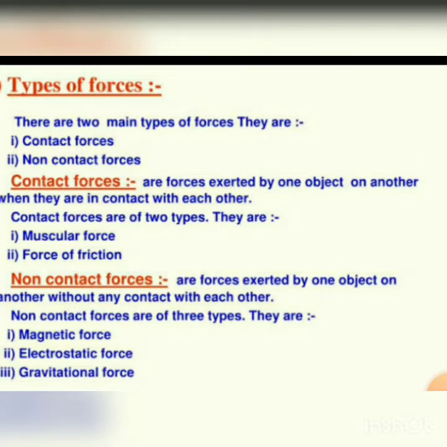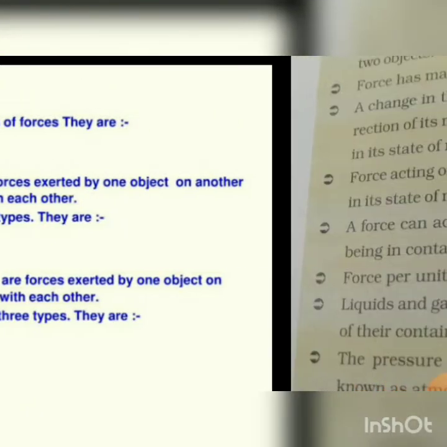Contact forces are forces exerted by one object on another when they come in contact with each other. Which are those two types? That is muscular force and force of friction. Then second, non-contact forces are exerted by one object on another without any contact with each other. There are three different types, and they are magnetic force, electrostatic force and gravitational force.